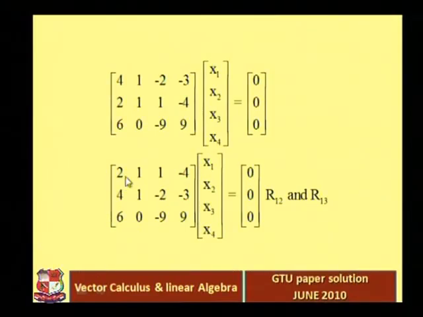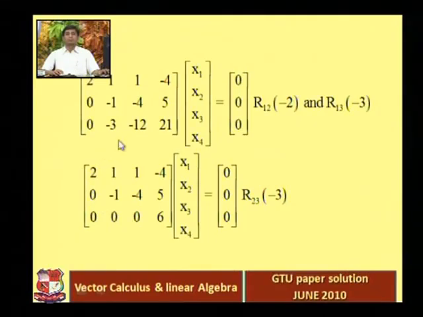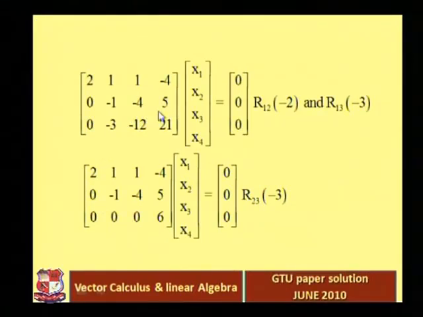Now we multiply the first row with minus 2 and add it into the second row, and we multiply the first row with minus 3 and add it into the third row. Whenever you multiply the first row with minus 2 and add it into the second row, you will get 0, then minus 1, then minus 4, and minus 3 plus minus 4 into minus 2, so minus 3 plus 8, so 5. So minus 1, minus 4, 5.